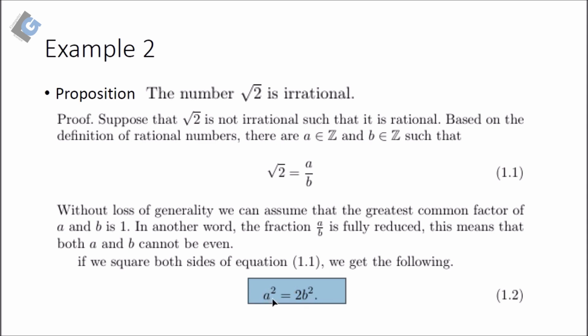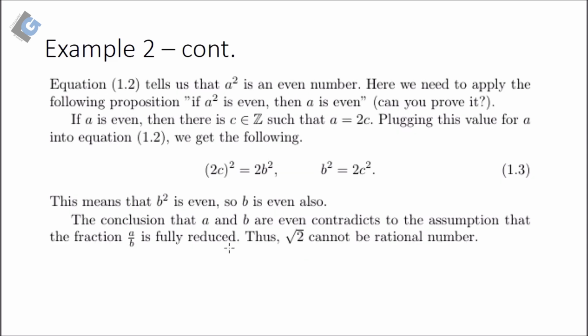that A to the power of 2 is an even number, right? Because A to the power of 2 can be represented as 2 multiplied by another number, which means this number is an even number. So here we need to apply the following proposition: if a number's square is an even number, then the number must be even as well.